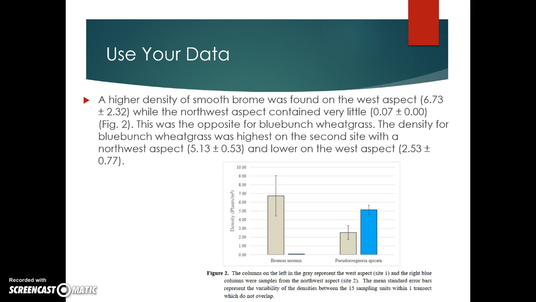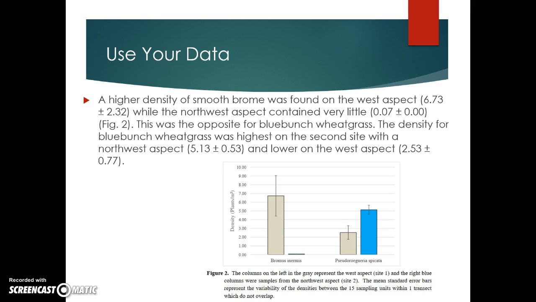Use your data. This is something most people didn't do. They reported data, but they didn't use it to say anything. Here was one of the few students who made a nice graph of data and used it. The higher density of smooth brome was found on the west aspect. They give the mean and the standard deviation, while the northwest slope contained very little.